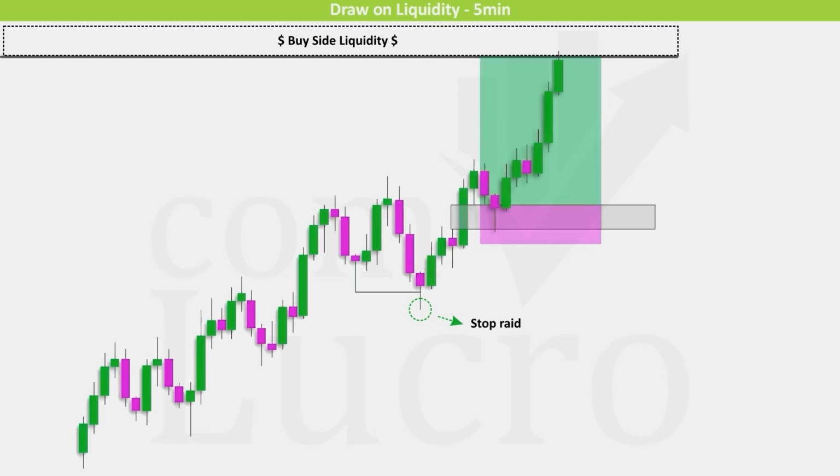If you cannot find any fair value gaps on the 5-minute chart, you can zoom further into the 1-minute or even the 30-second chart to gain more precision and refine your entry.